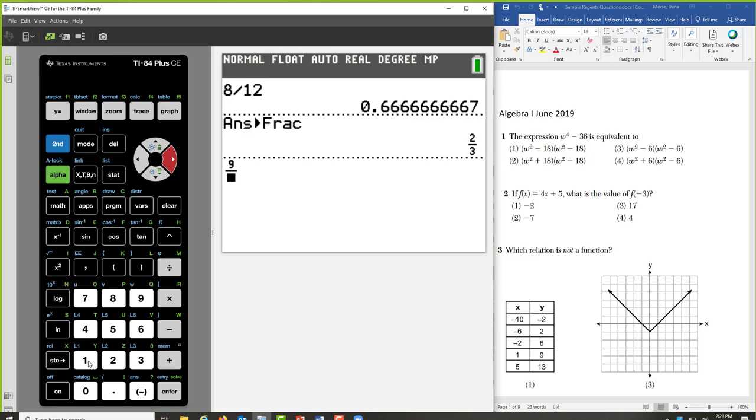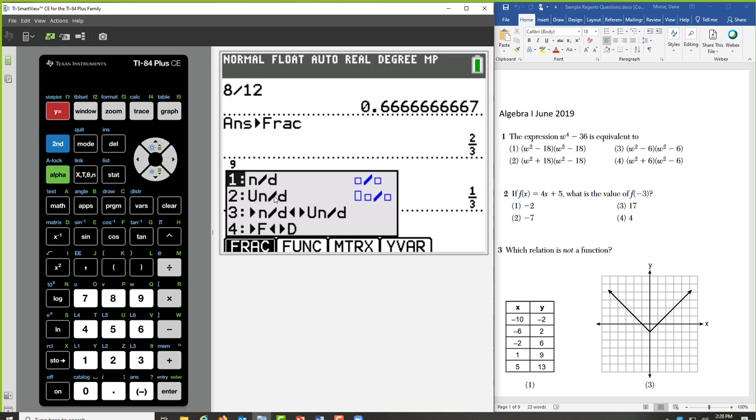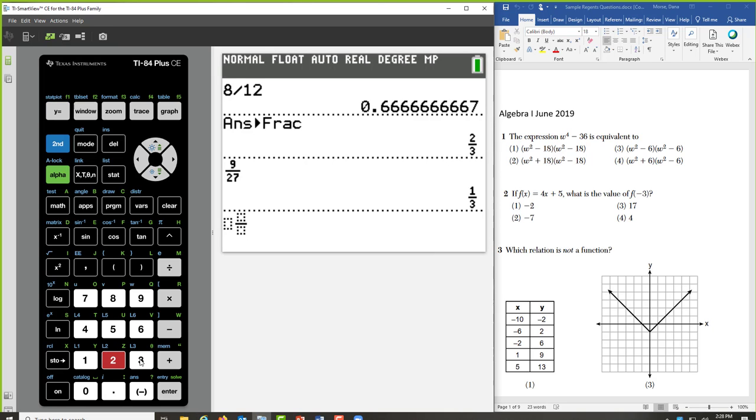I will put in something like 27. When I press enter, I see that it automatically simplified to 1/3. Kids love their scientific calculators, and you give them a graphing calculator and it's missing one particular button, the ABC fraction key. Alpha, y equals, option 2, 3, right arrow, 8, right arrow, 24.